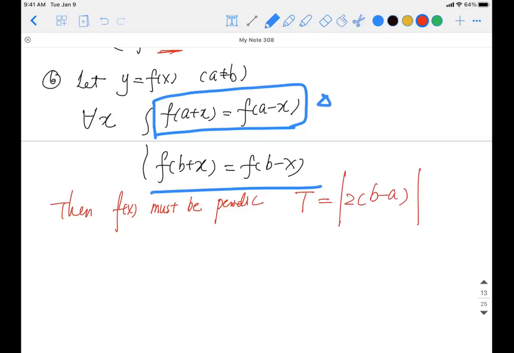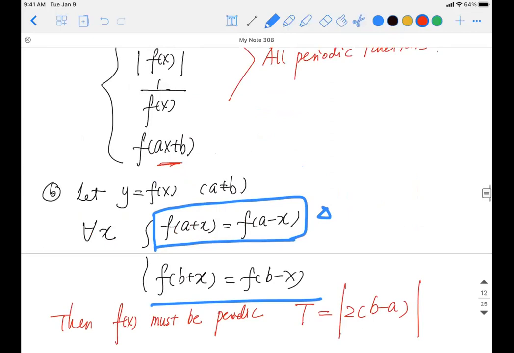Because for any given x, f(a plus x) is equal to f(a minus x). So that means it is symmetrical about x equals a, because the y value at a plus x and a minus x has the same value. And then that's how it works. Is that right? You guys agree with Wayne?